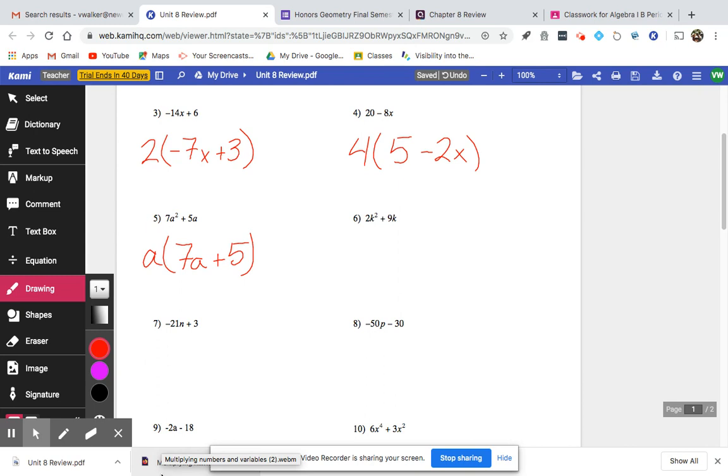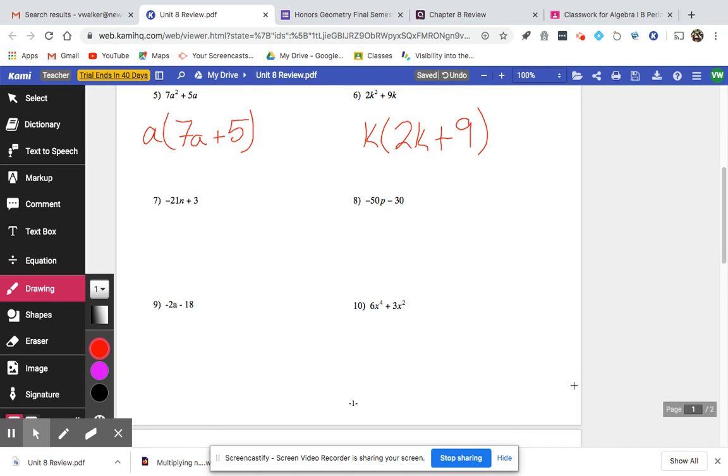When I look at number 6, 2k squared plus 9k, again, I notice that both of them have a k, so I can at least factor a k out. Now I ask myself, okay, is there a common number between 2 and 9? The answer is no. So we're left with 2k plus 9. Again, since I factored a k out, I need to take away 1k from each term.